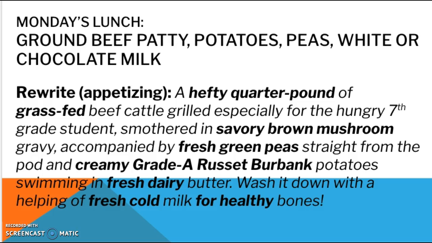My appetizing or good version looks like this. So it says a hefty quarter-pound of grass-fed beef cattle grilled especially for the hungry 7th grade student, smothered in savory brown mushroom gravy, accompanied by fresh green peas straight from the pod, and creamy grade-A russet Burbank potatoes swimming in fresh dairy butter. Wash it down with a helping of fresh cold milk for healthy bones.